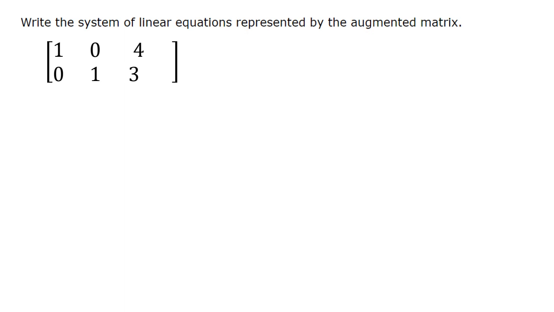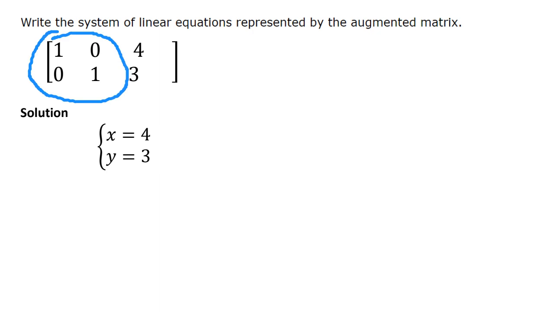All right, so let's practice. Write the system of linear equations represented by its augmented matrix, okay? On this one, I don't see the dots, so I'm just going to represent this as this. If you remember as before, this is our identity matrix.